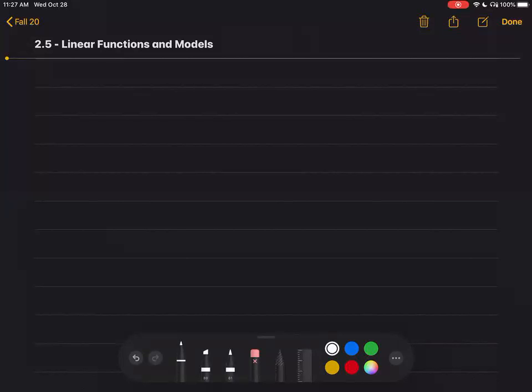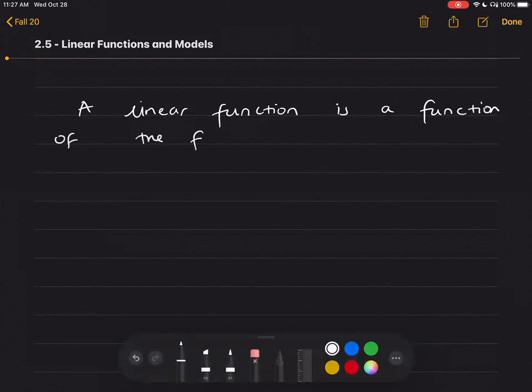So first off, a linear function is a function of the form f of x equals mx plus b, where here m is the slope, b is our y-intercept. So this is exactly like the equation for a line, just instead of looking at it as an equation, we're going to look at it as a function now.